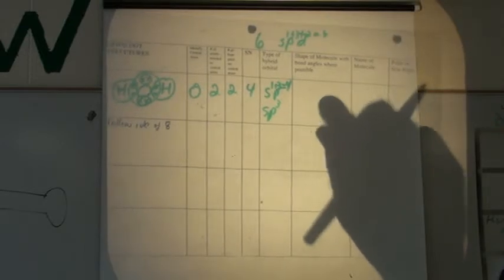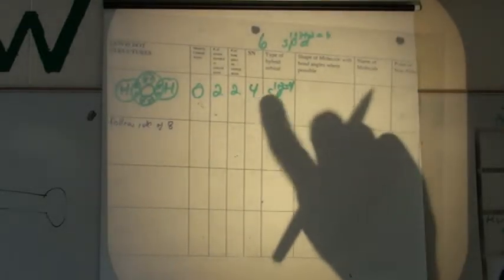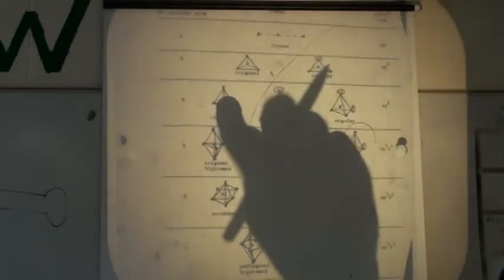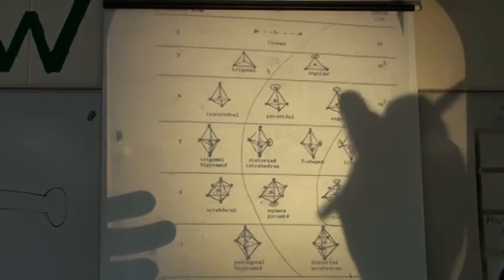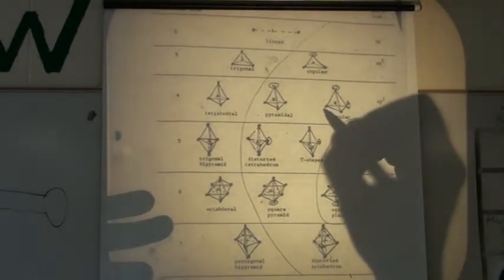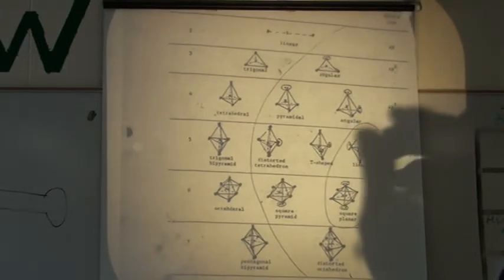Shape of the molecule. All right, so hybridization, sp3. It's going to be one of these three types: tetrahedral, pyramidal, or angular. So we're looking for something that has 2 atoms and 2 lone pairs. So yes, angular would be the name and the shape.